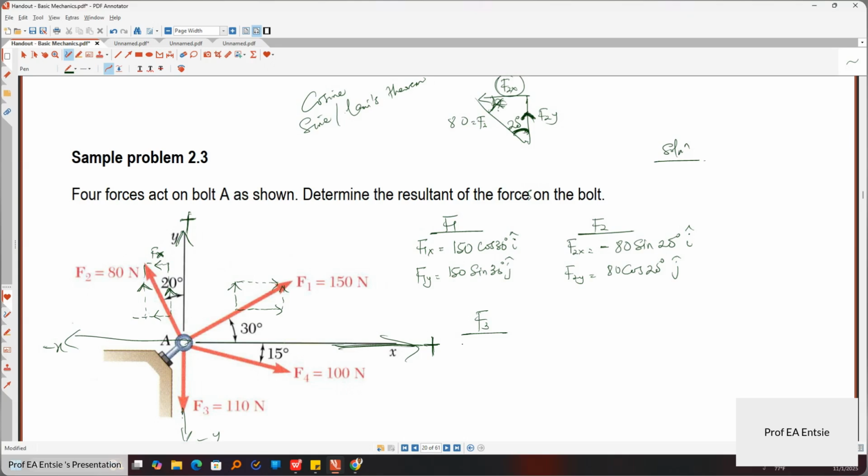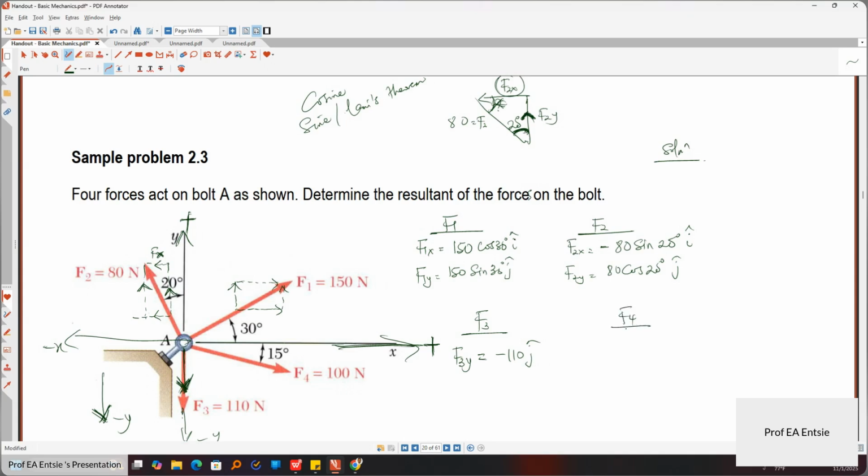F3 has only one component, so you don't need to divide it again. The force acts in only one direction, downwards, in the direction of negative y. You can see that it's going down. It has F3y only, it doesn't have an x component. So the y component is negative 110 because it's moving down, j. If you are moving along the y, it's j.